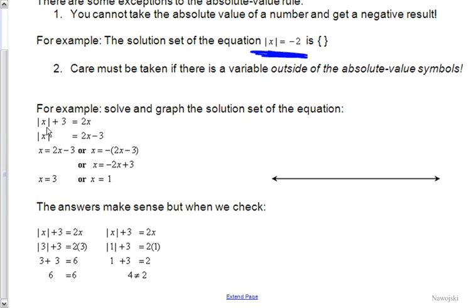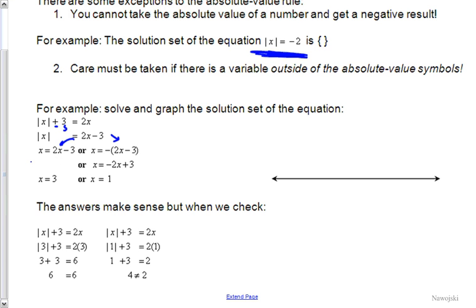The absolute value of x plus 3 equals 2x. Add or subtract 3 from both sides, you get this. This is where we split. It equals a positive and then a negative. Notice how we take the negative of the whole thing from all the sides. You get two answers.